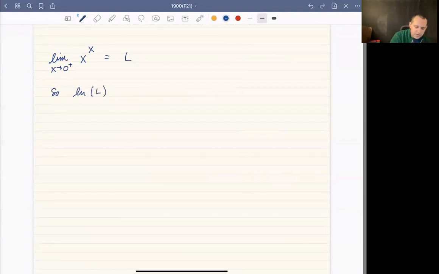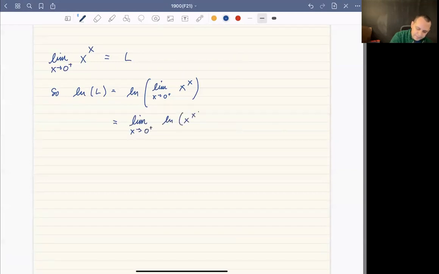So the natural log of L is going to be the natural log of the limit as x approaches 0 of x to the x. Here we're approaching 0 from the right, because if you have negative values of x, this isn't well defined. Because the natural log is continuous, we can move the natural log in and out of the limit. We've always done this trick in reverse, but it's helpful the other way this time. Here we want to move it in the limit. So this is the limit as x approaches 0 from the right of the natural log of x to the x.